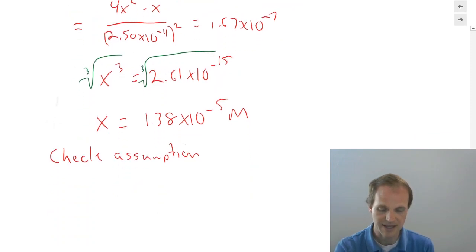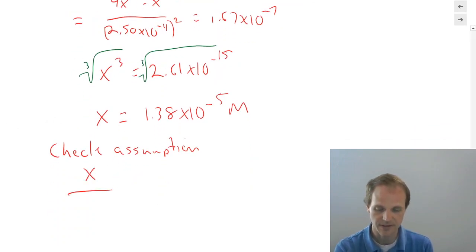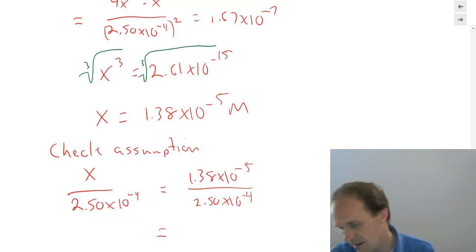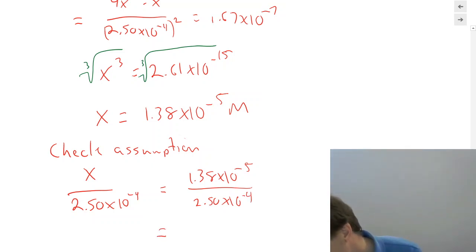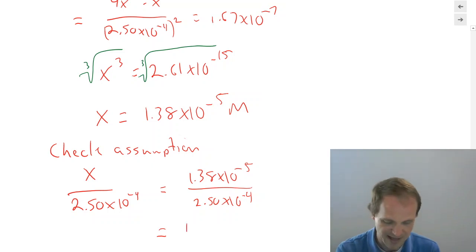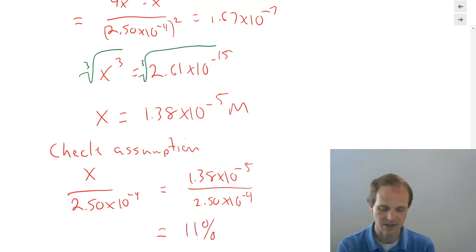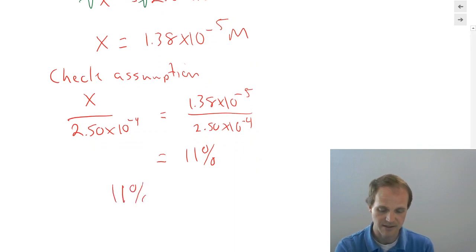And we're going to compare the x that we got over the thing we thought it was small compared to. And so we get 1.38 times 10 to the minus 5th divided by 2.50 times 10 to the minus 4th. We plug that in our calculator, and we get 11%. So you'd get 0.11, you'd multiply it by 100 to get 11%. Wow, 11% is greater than 5%, so it means we have a bad assumption.